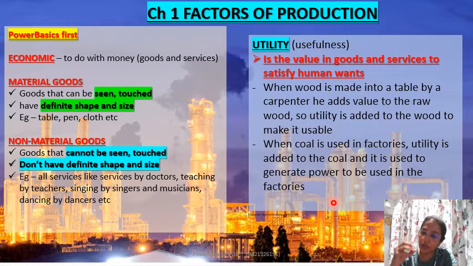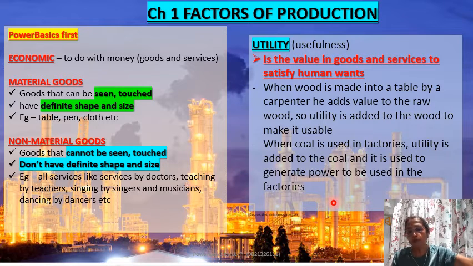Rubber is collected from trees and then converted in factories into rubbers for you to erase. So utility is added to that rubber to make it into an eraser. Look around at all the things around you and ask yourself, what was its original form, its raw form, and how utility was added to it to make it into this form.